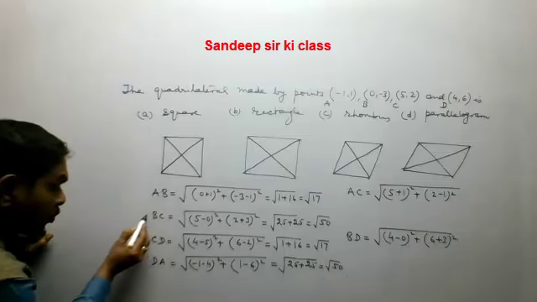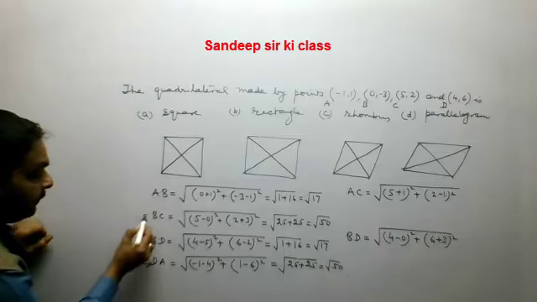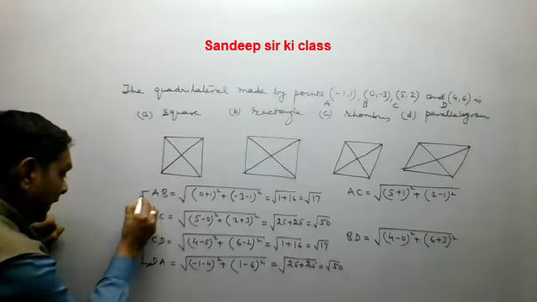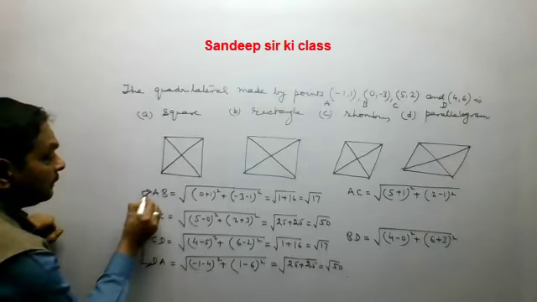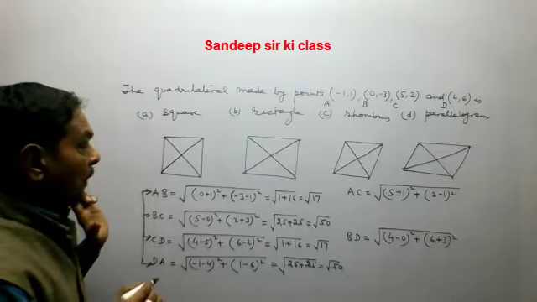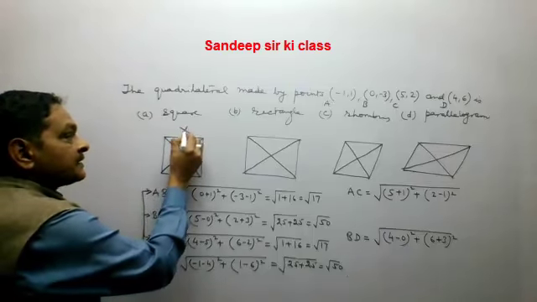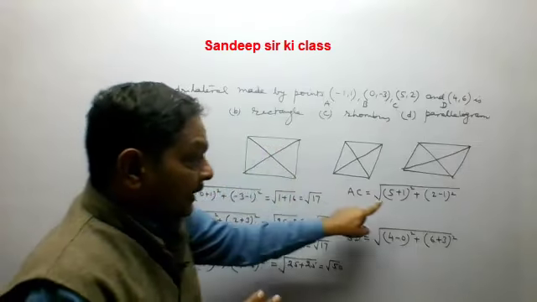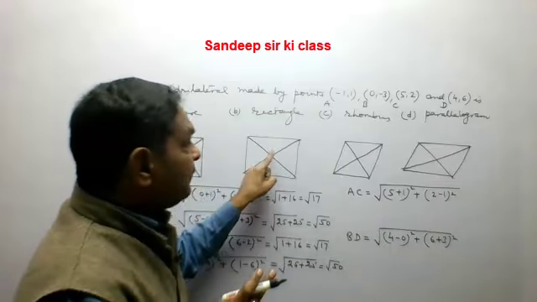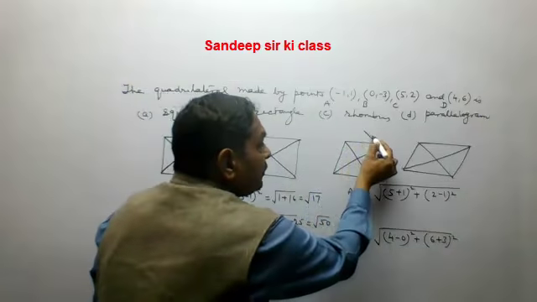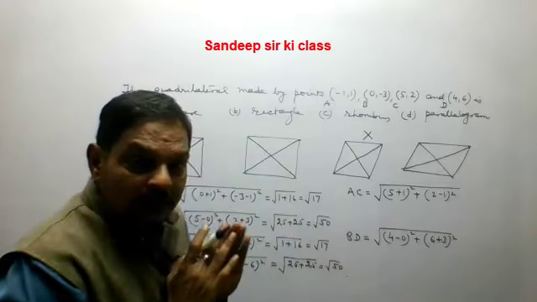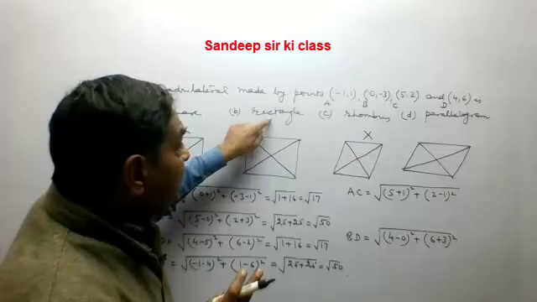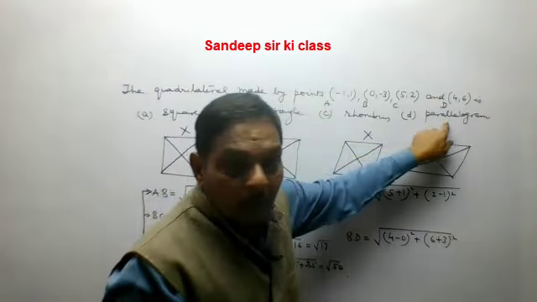Means these two sides are equal. Opposite sides are equal. AB and CD are equal. These are opposite sides which are equal. So this cannot be the case. It cannot be the square. Again, rhombus cannot be there because rhombus has all the sides equal. So it can either be a rectangle or a parallelogram.